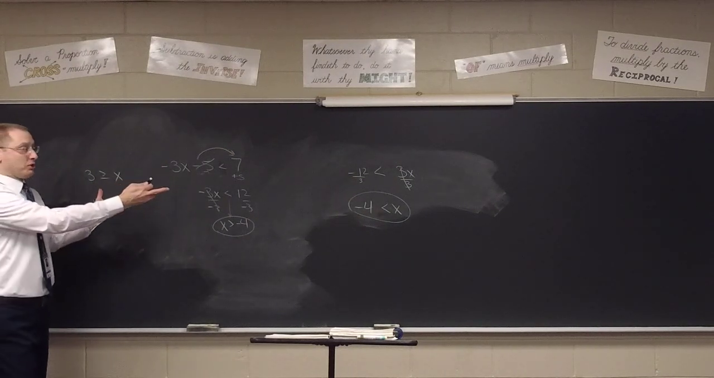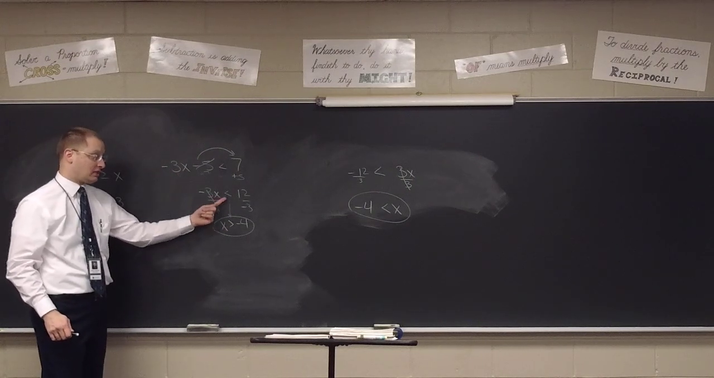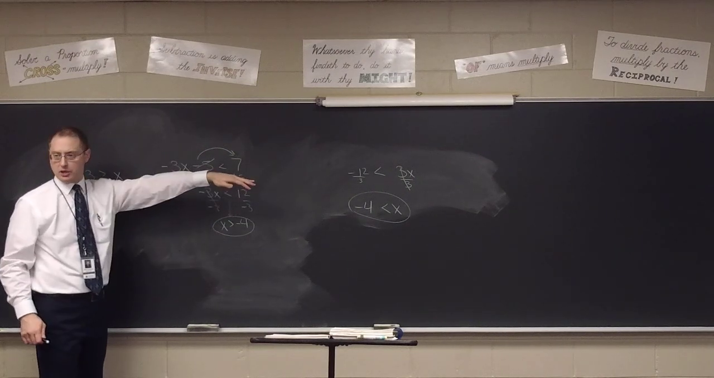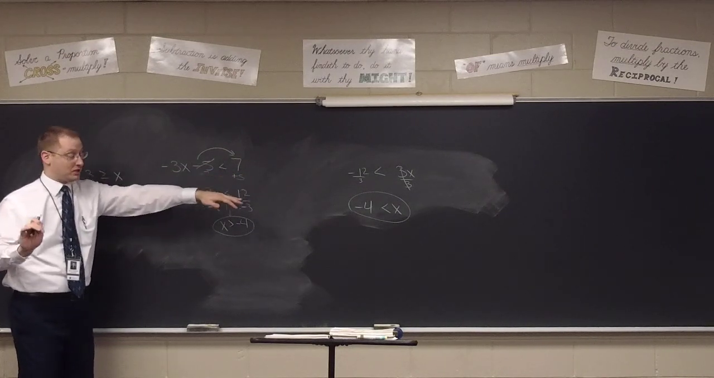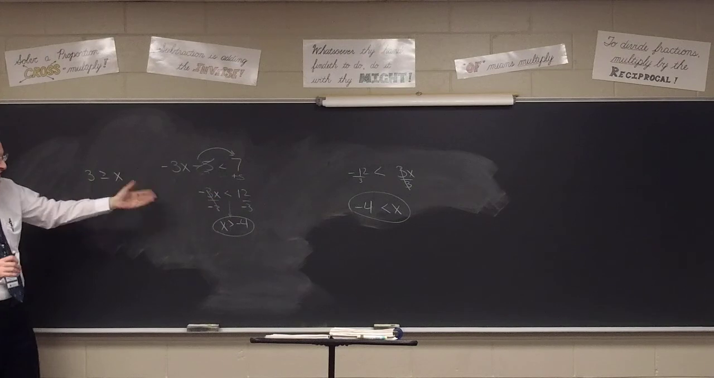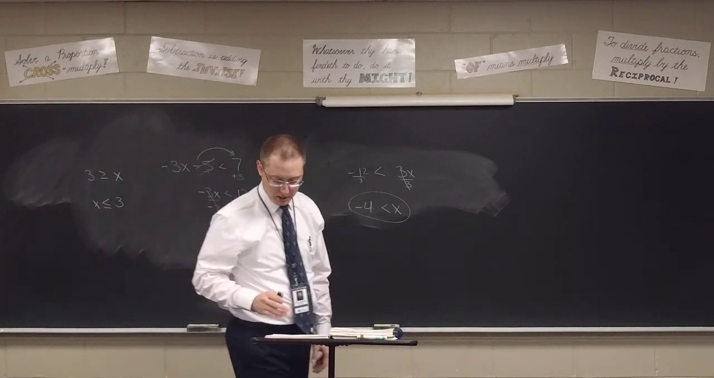So a couple ways to deal with the negative. If you have the negative x, you're like, I don't want to have to remember to flip that inequality symbol. Just move the negative to the other side. Now you don't have to worry about it. Unless you're one of those OCD people that really wants the x on the left, then you might as well just divide the negative and flip it. But that's the only difference. Otherwise, we solve them exactly the same way.